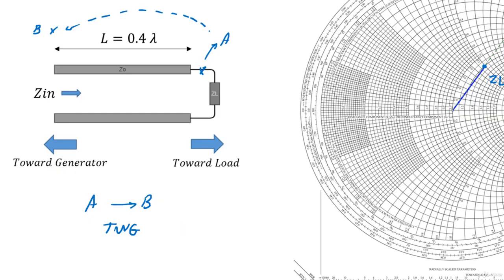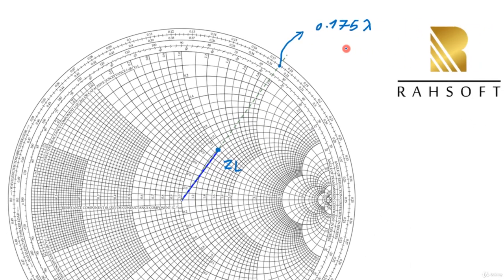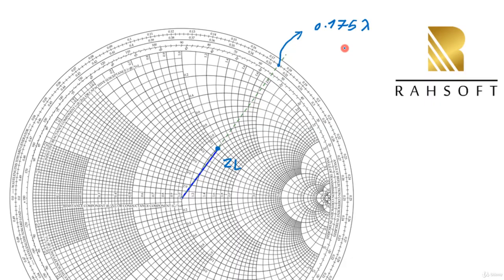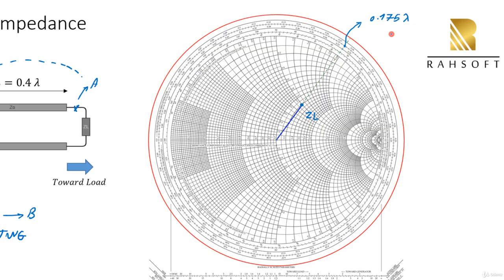So here first I have to read my wavelength. So what is here? If you check, this point is going to be 0.175 lambda approximately. So after knowing this, what should we do? We have to move toward our generator. It means that we are going to have this kind of circle. So we are going to move clockwise on a Smith chart. But the question is how much we have to rotate. The answer is simple, because we say the L is 0.4 lambda.